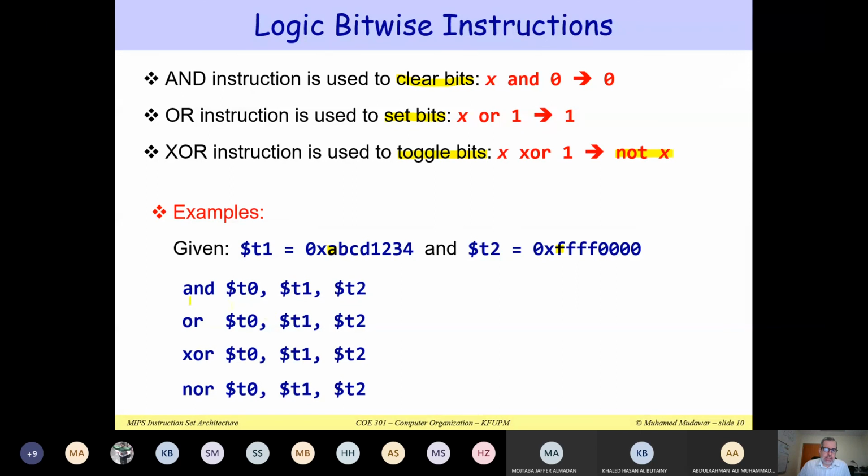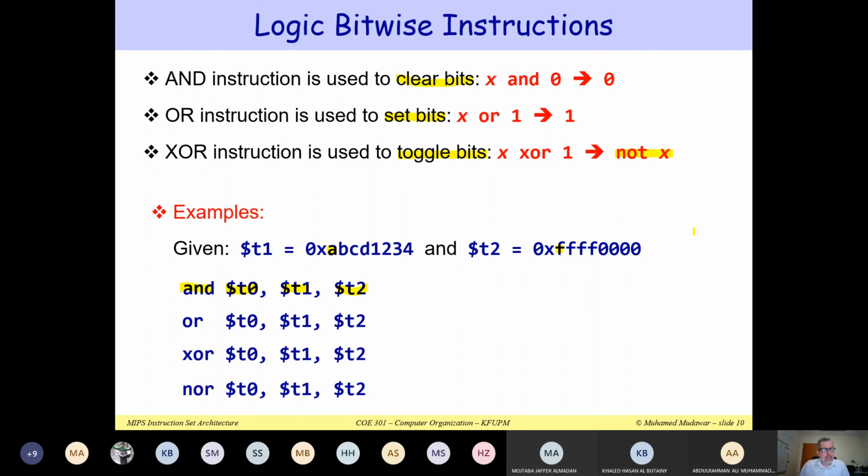Now, suppose I would like to AND T1 with T2 and put the result in T0. What do I get in T0? Let us AND T1 and T2. Notice that I have here 8 digits in hexadecimal, which means 32 bits in binary. So T1 consists of 32 bits and T2 consists of 32 bits. But using hexadecimal is more convenient, it's more compact.